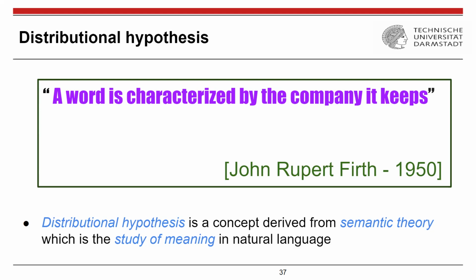The idea can be summarized in a single line. This quote is by a famous linguist, John Rupert Firth: "A word is characterized by the company it keeps." What it means is that two words are most of the time similar if they are surrounded by words of similar context. Let's give an example to make it a little bit clearer.